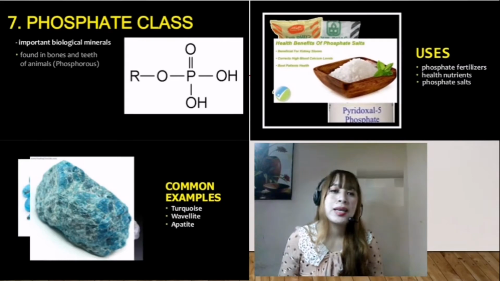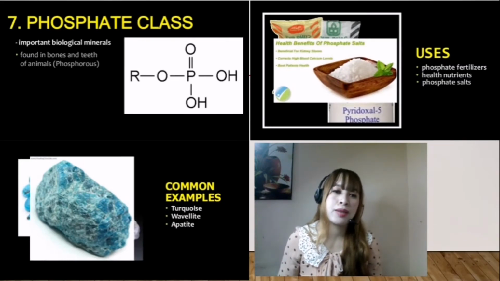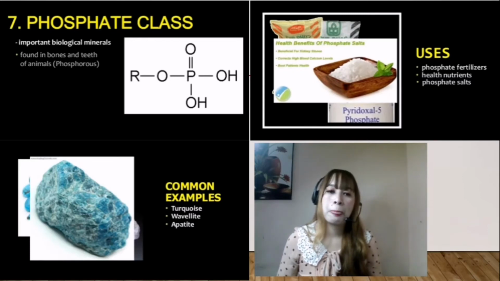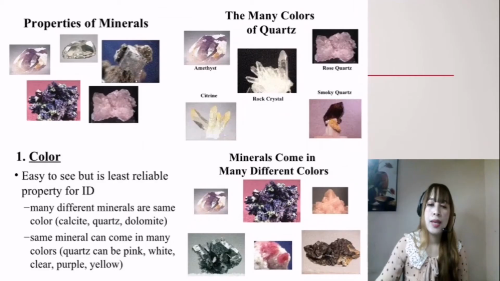Then the phosphate class, important to biological minerals. They're found in bones and teeth of animals, the phosphorus that is in there. The common examples are turquoise, wavellite, and apatite. Uses are phosphate fertilizers used in the farm, health nutrients, and phosphate salt, so anything that contains this phosphorus. So the next property of mineral that we have to tackle is the physical properties.